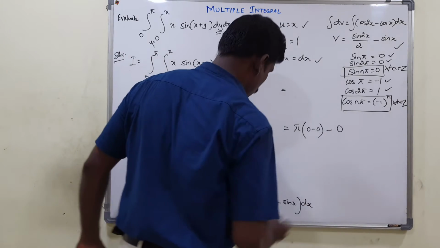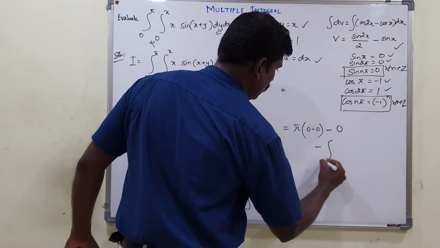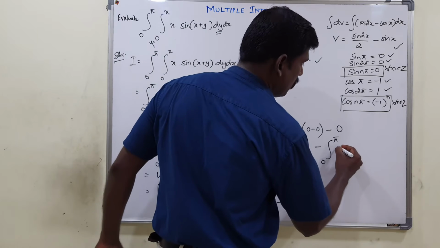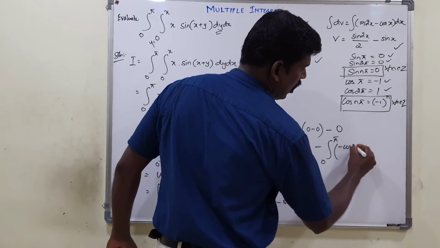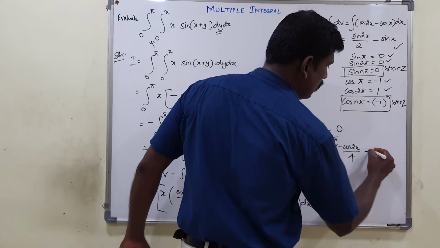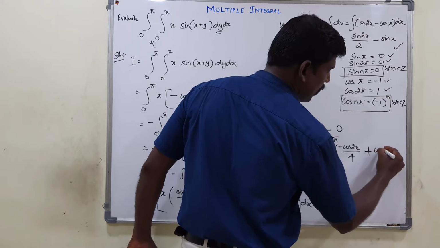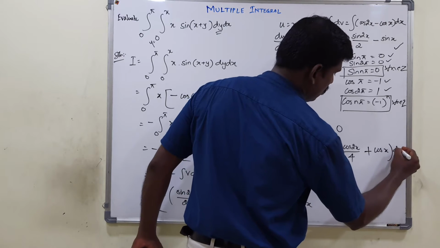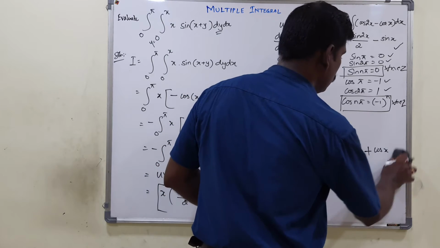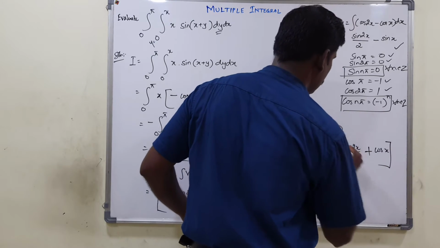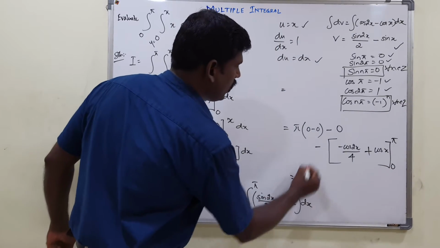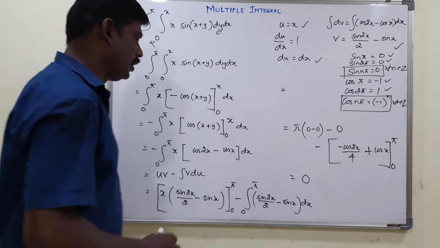So 0, minus integral 0 to pi. What is the integral value? Sin 2x becomes minus cos 2x by 2, and already 2 is here, so it becomes 4. Minus sin x becomes minus cos x, so this becomes plus cos x. So I integrate it from 0 to pi. So here everything becomes 0.